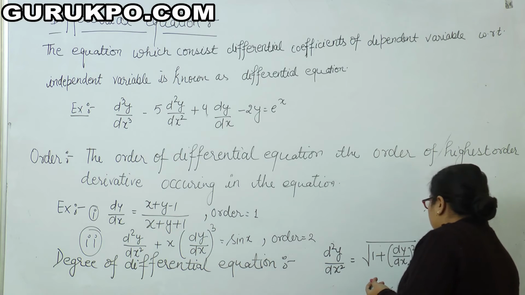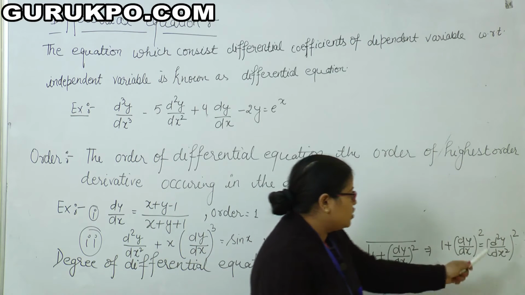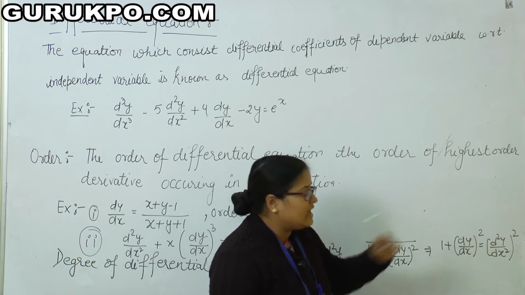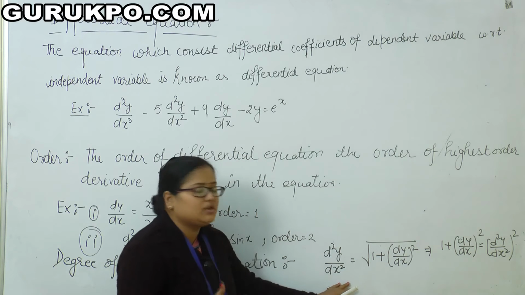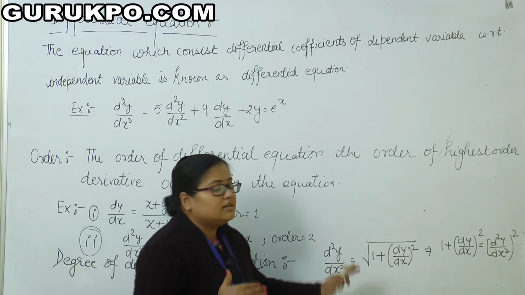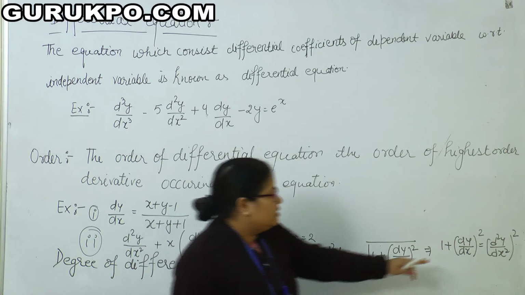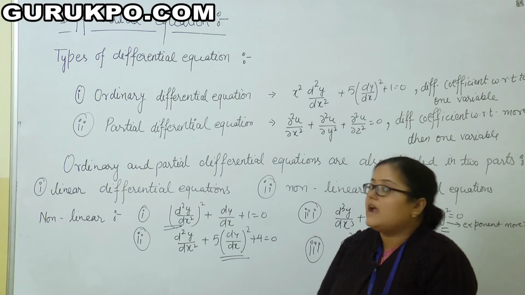Now we can write this as 1 plus dy by dx, whole square, is equal to d square y by dx square. Now the highest order derivative is d square y by dx square and the power of the highest order derivative is 2. So the degree of this differential equation is 2, because by the definition, the power of the highest order derivative is the degree.